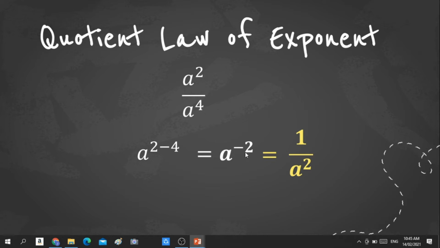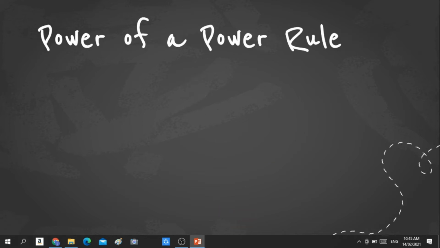Next is the power of a power rule. So, tapos na tayo sa product law of exponent, quotient law of exponent. Let's have the power of a power. Power na may power pa. So, let's have this. Any number m and integers x, y.